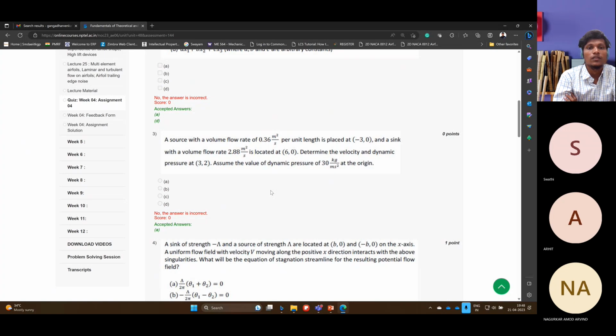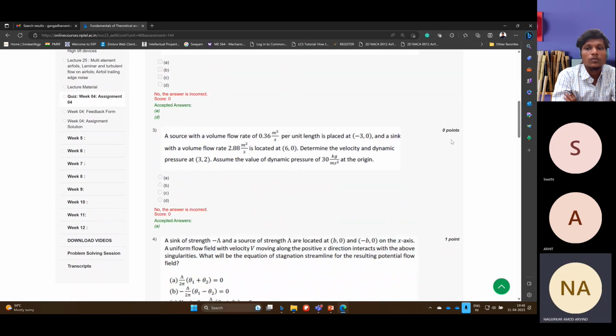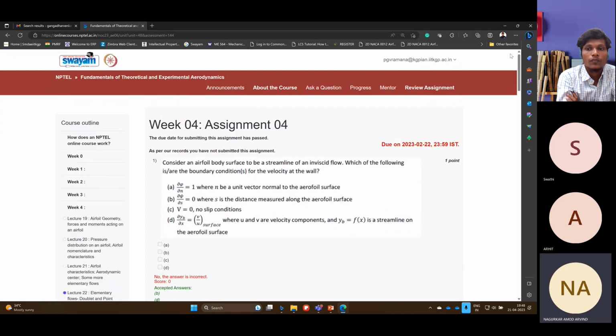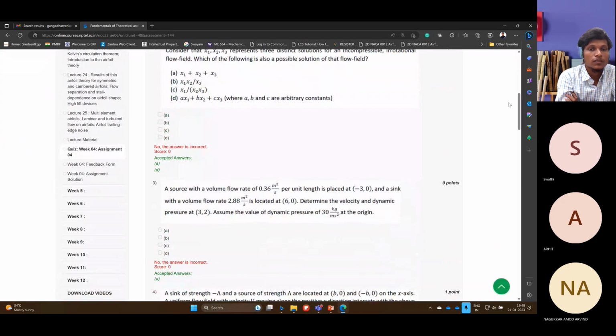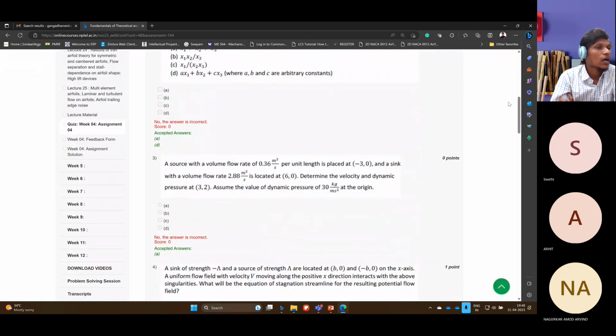Options A, B, C, D are not available. Maybe they will discard this question. They will definitely discard this question. Let me see whether they discard this question. This is assignment 4, question 3. But they did not mention it in this name.